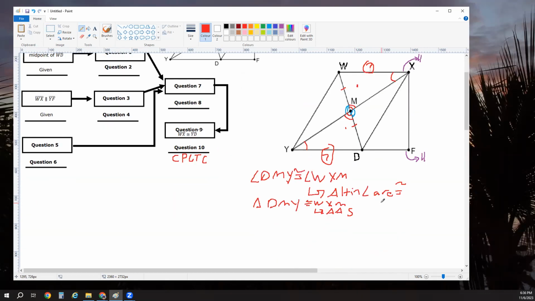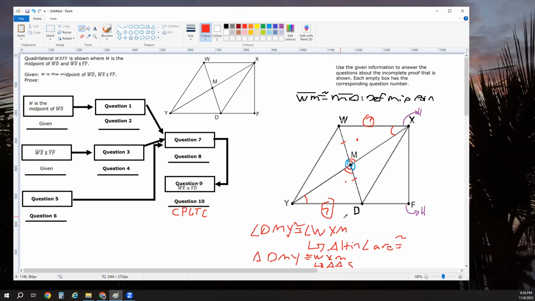Okay, and now that I know that these two angles are congruent, I can say everything about these two triangles are congruent. This angle, or that line segment, and that line segment specifically is what I'm trying to nail down, right? So that is this one here. Congruent parts of congruent triangles are congruent.